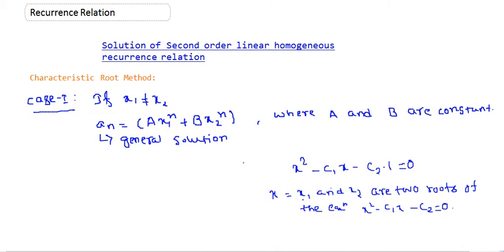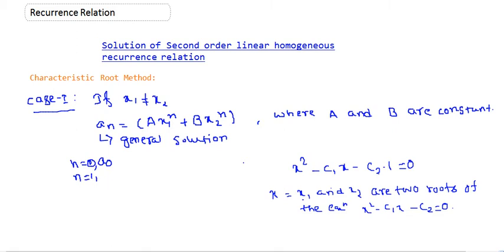Now how do we find A and B? The values of initial terms are always given. If we start with n equals 0, maybe a naught will also be given, and also a1 will be given.